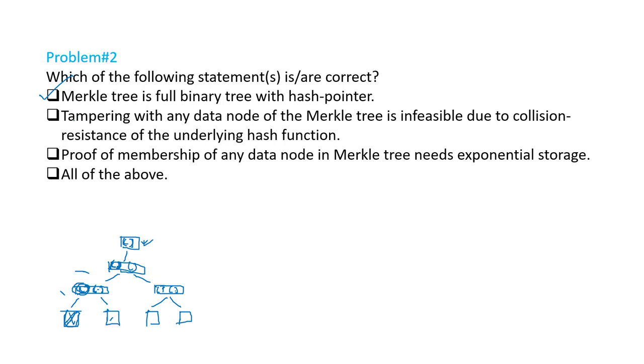So it is right to say that tampering with any data node of the Merkle tree is infeasible due to collision resistance, because otherwise you could have managed to tamper the data in such a way that the final hash value is still the same, although the data is not the same. But only due to the collision resistance property, it is not easy to find such a tampered data node which will lead to the same hash value in the root node hash pointer.